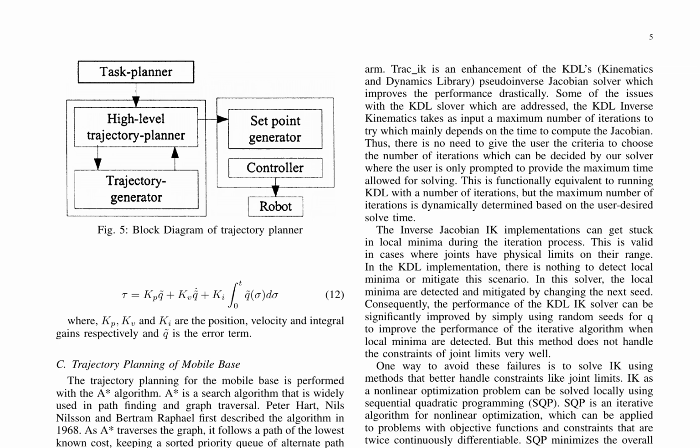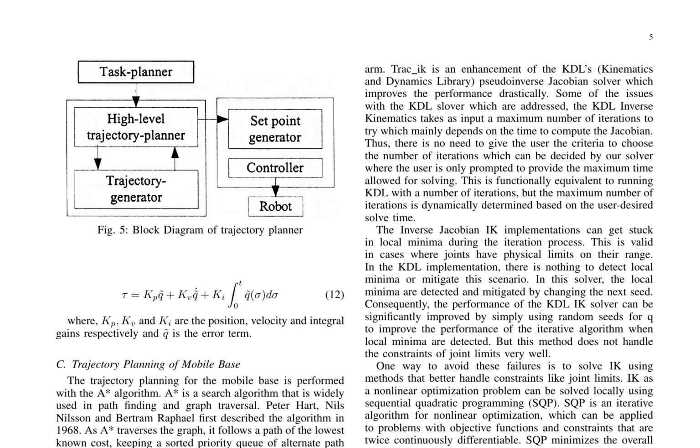The trajectory planning for the mobile base in this project is performed using the A* algorithm, a widely used search algorithm in pathfinding and graph traversal. This algorithm traverses the graph following a path of the lowest known cost, utilizing a heuristic to focus the search towards the most promising areas of the search space. The priority queue is based on F equals G plus H, where G is the backward cost and H is the forward cost to the goal.